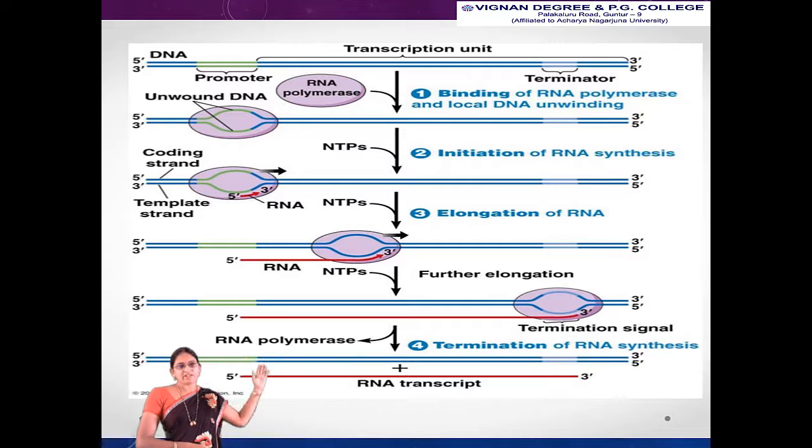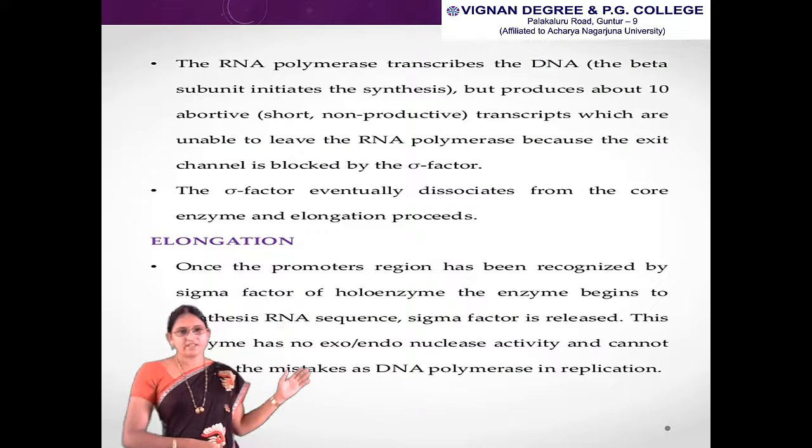Now the core enzyme beta subunit starts the polymerization and extends the RNA chain synthesis. The synthesis, you remember, is always in the 5' to 3' direction. In such a way elongation proceeds further. And finally, when the RNA reaches the termination signals on the DNA, the RNA detaches from the DNA and it starts to translate into a protein. So here are the points you should remember.